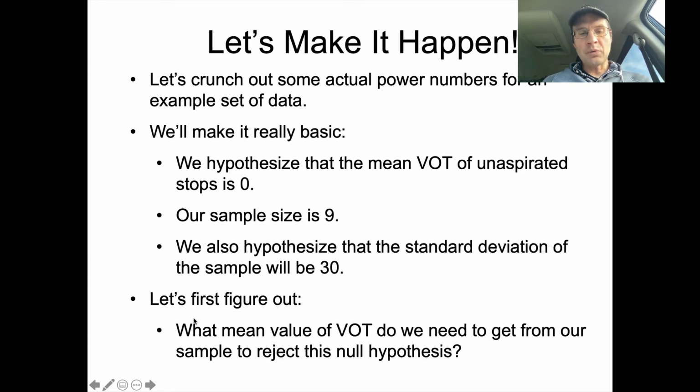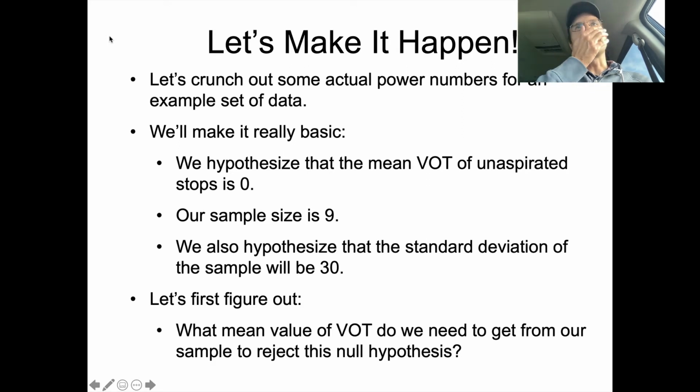So we're going to figure out first what mean value of VOT we need to get from our sample to reject this null hypothesis. So these are our hypothesized values. At what point on the VOT line would we say, where would we get a mean value of VOT to say, no, I don't think the mean VOT of these is actually 0. I think it's something different.